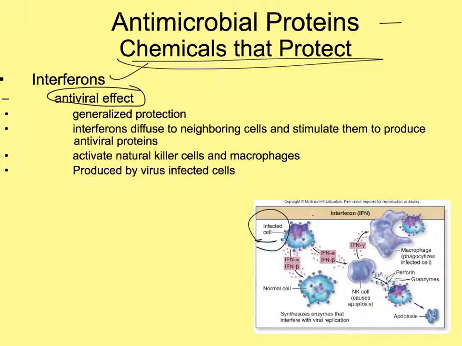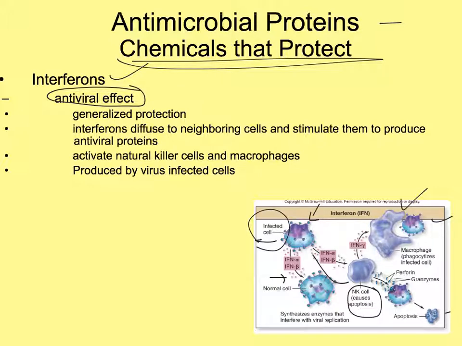So here's the virus on the surface of it. These little red dots are supposed to be the interferon. They can, one, activate natural killer cells, and the natural killer cells go around and look for cells that are infected with the virus and kill them. They can also stimulate the production of macrophages to go around and engulf the cells.